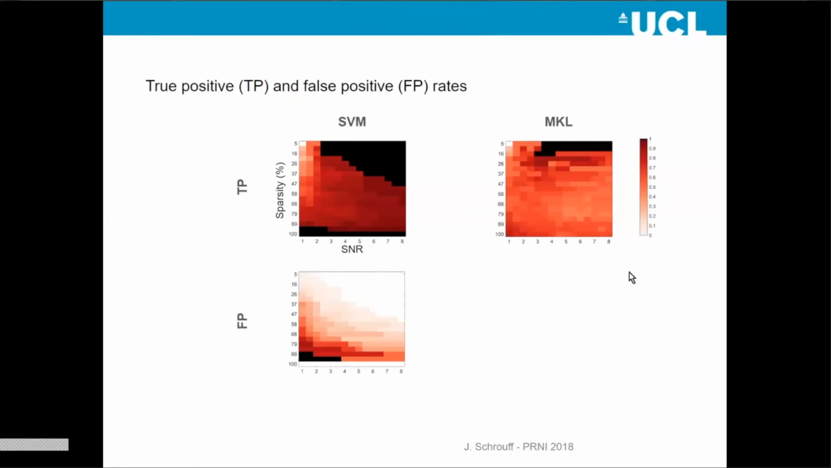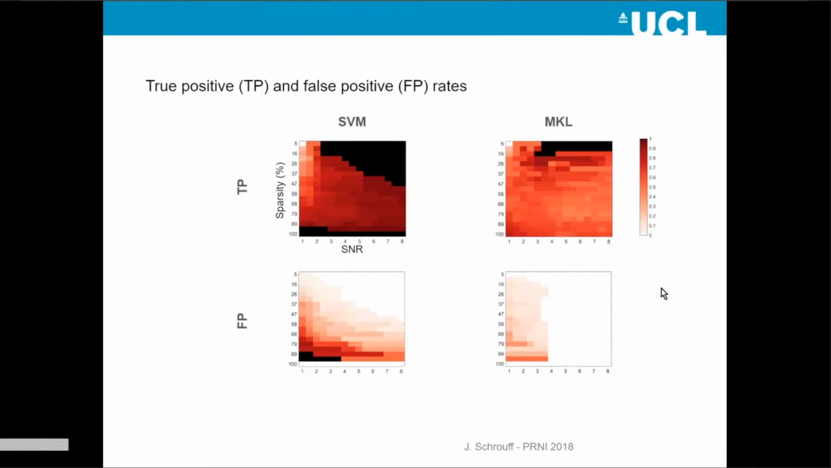Now, the false positives, we see that for SVM they are important, and that's because SVM distributes the weight. For MKL, they're less of a problem, especially if you are in this high signal-to-noise ratio area. If you're not, then again, it's going to depend on whether your signal is sparse or not, and whether that would be a fair assumption to make on your data.